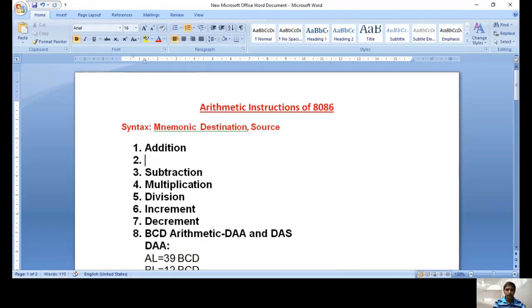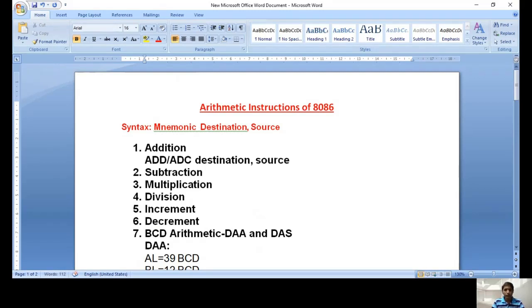First, coming to addition. The name itself says it: this addition instruction is used to add the source content with the destination content, and the result is stored in the destination. Let us see in which way it is possible. Generally the mnemonic for addition is ADD or sometimes ADC also. I will tell you when we write ADD and when we write ADC. Destination comma source.